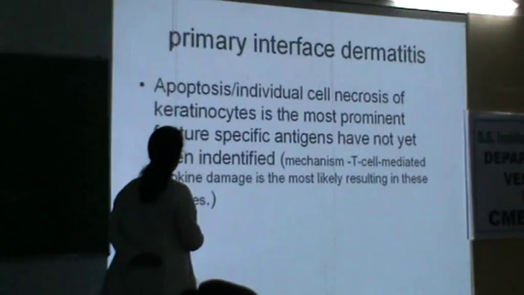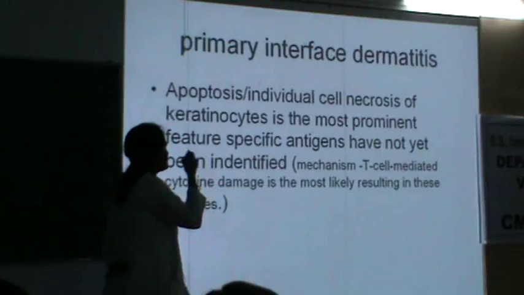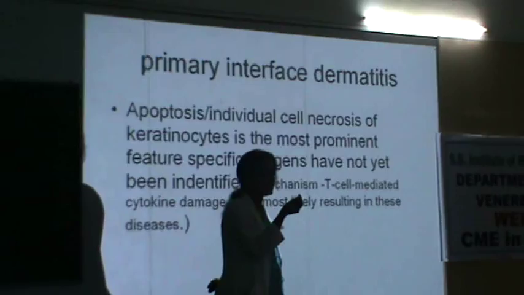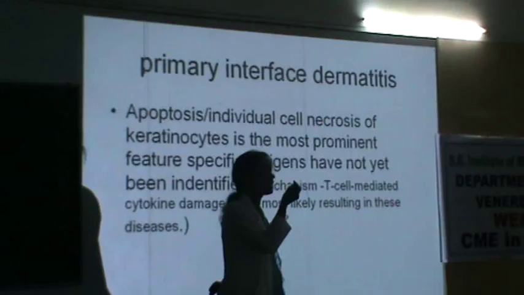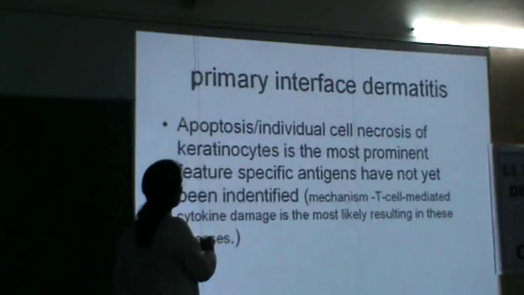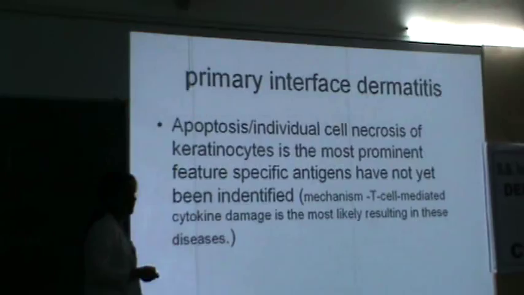Let us talk about primary interface dermatitis. Another feature we see, very importantly, is civatte bodies. What do we call them? Individual cell necrosis, necrotic keratinocytes. Very good. Civatte bodies, any other name? Colloid bodies, civatte bodies. Yes. So apoptosis, individual cell necrosis, this is another feature that we see in primary interface dermatitis.